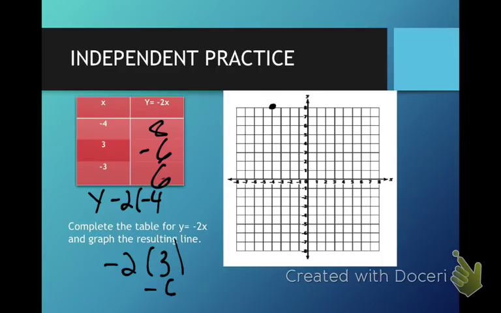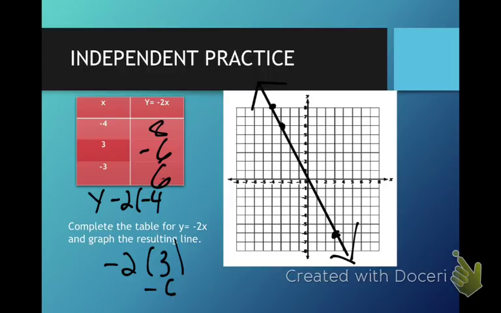Mr. Williams put it in the wrong spot. 3 and negative 6. Sorry about that. 3 and negative 6 is all the way down here. And negative 3 and 6. So negative 3 over here, and 6 is way up there. There we go. Mr. Williams made a mistake. Anyway, this is what you should have. Sorry about that, guys. Make sure you got your arrow on it. Make sure it's a straight line. Make sure you use the ruler, and you're good to go.